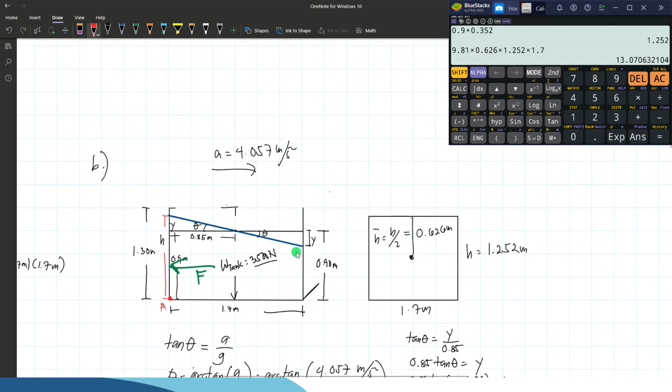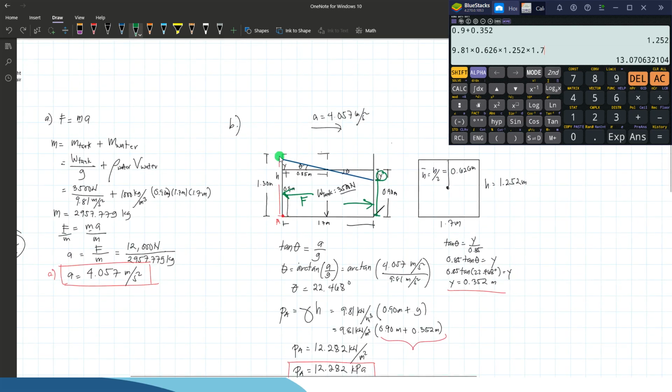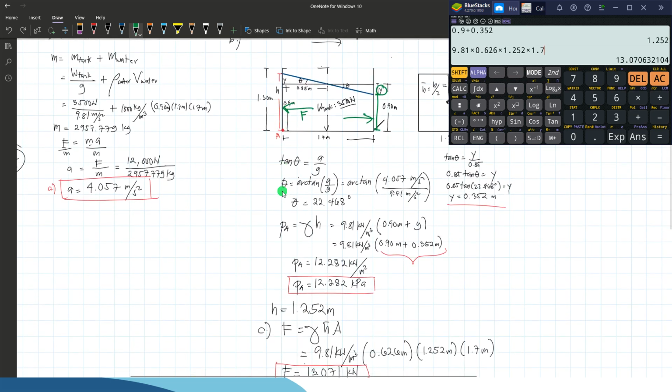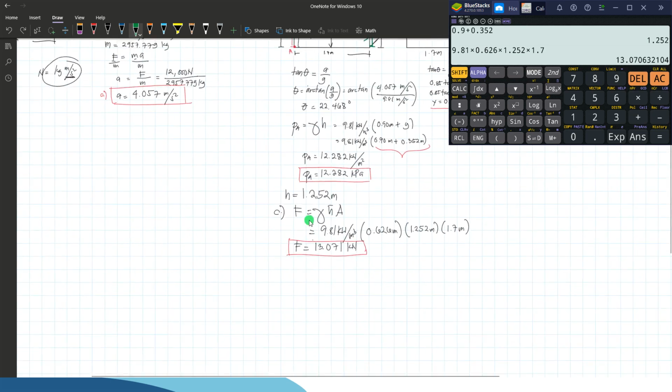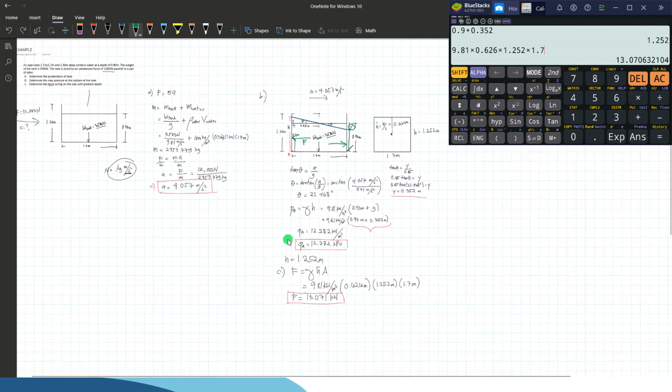We can also determine the hydrostatic force on the other side. Again, from 0.9 we subtract the value of y, we can determine this height, and applying the same solution where our area is smaller, we can compute the hydrostatic force also. But since what is required here is the side that has the greatest depth, we only solve the left side hydrostatic force. So that's how you solve this problem. Next.